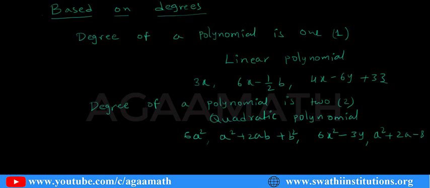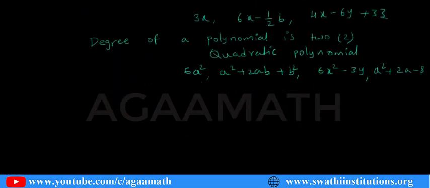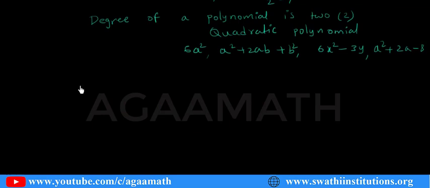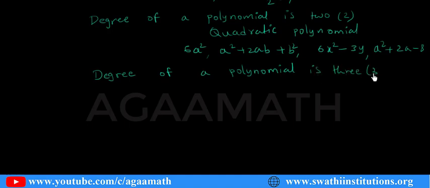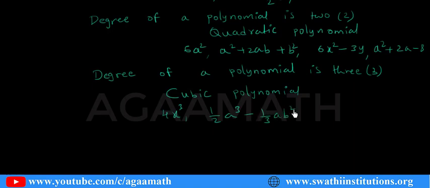Then if the degree is 3, what is the polynomial called? Let us see. If the degree of a polynomial is 3, then it is said to be a cubic polynomial. Remember, cubic polynomial. For example, 4x cube, or half a cube minus 1 by 3ab square plus 6.